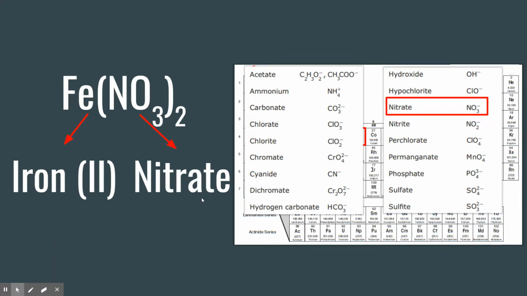But that's it for naming ionic compounds. We just use the element names, or we're using these polyatomic ions, and then we are changing the endings to nonmetals to -ide, and you'll notice that I never used a prefix. So I can always tell when I'm looking at ionic compounds because they won't have prefixes.